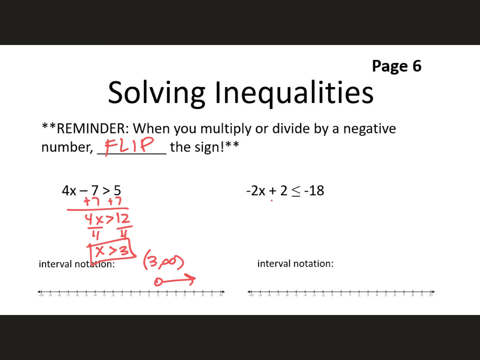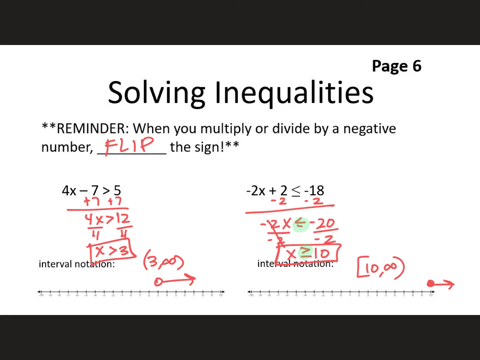Next up, subtract 2 from both sides. We get negative 2x is less than or equal to negative 20. Then I'll divide by negative 2. I just noticed that I'm dividing by a negative. So on this very next step, the symbol has flipped. Notice, was less than, now it's greater than. So that graph will be a closed circle at 10, with the arrow pointing to the right, and that interval is 10 with a bracket to infinity.